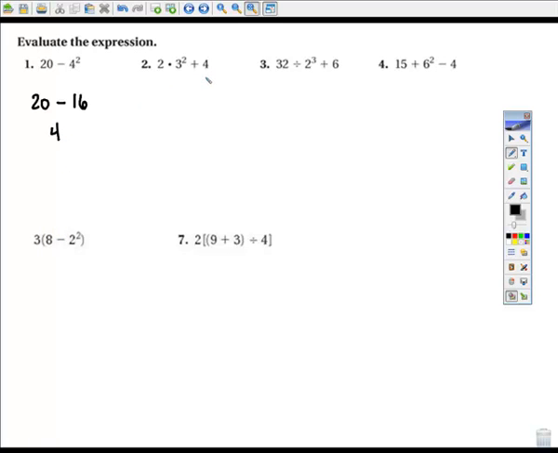Again, we have no grouping symbols here, so we're going to evaluate the power. This gives us 2 times 3 squared, which is 9, plus 4. Multiplication from left to right gives us 18 plus 4. 18 plus 4 is 22.